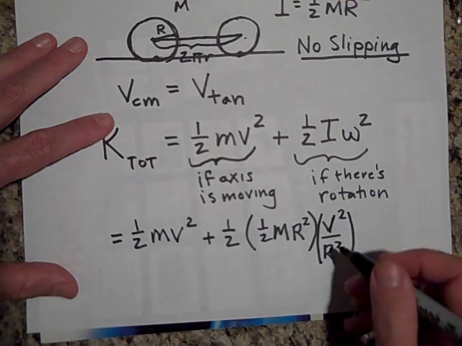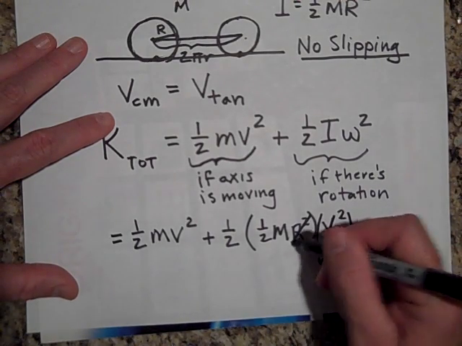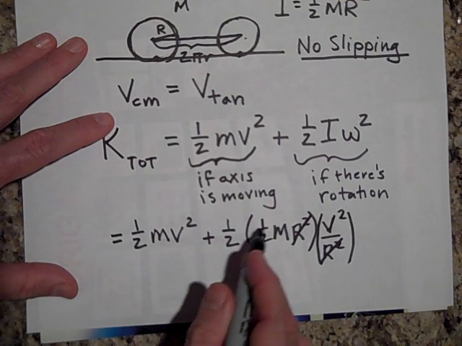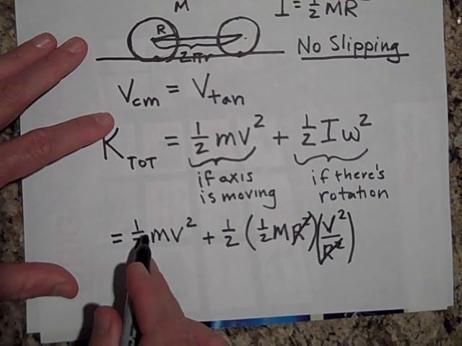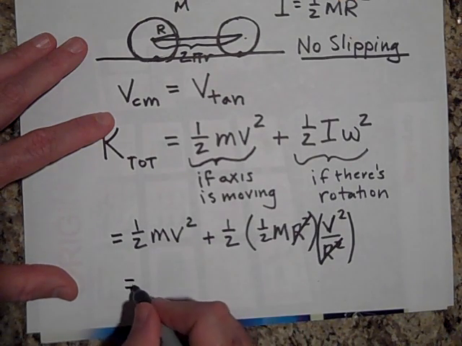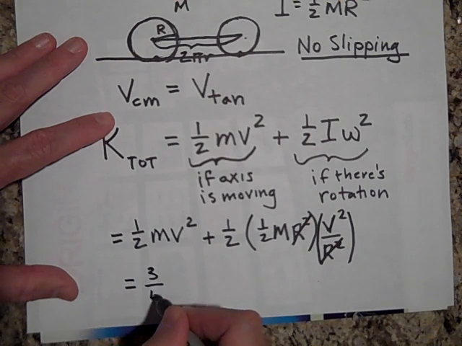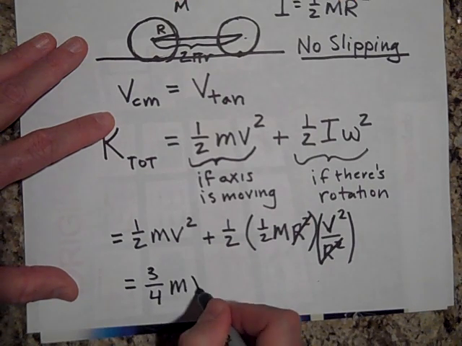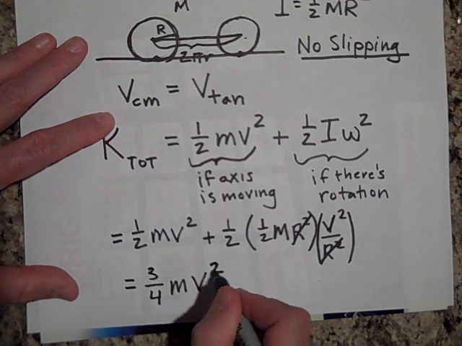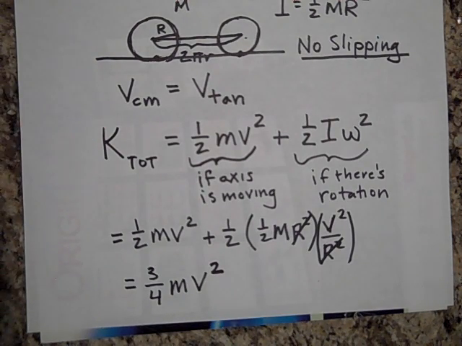Well, we get some cancellations here. Boom and boom. And this is a quarter, and this is a half, and so that gives you 3/4 mv squared. So something that's moving along with the speed v, if it's rolling, it's got more kinetic energy than just 1/2 mv squared. It also has rotational kinetic energy.